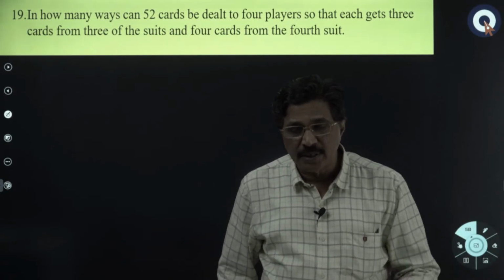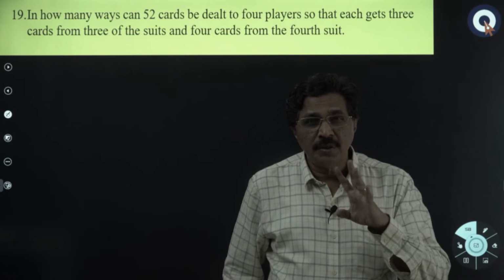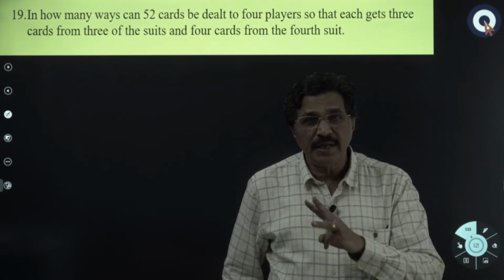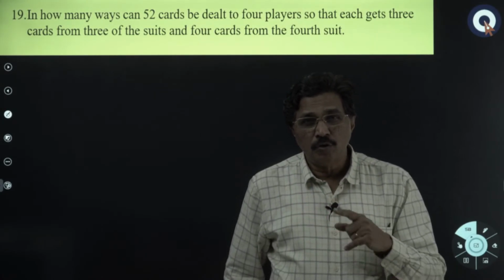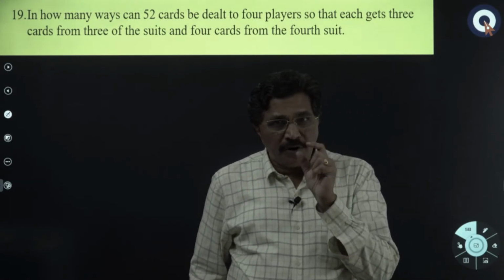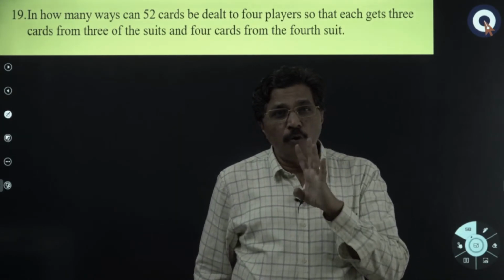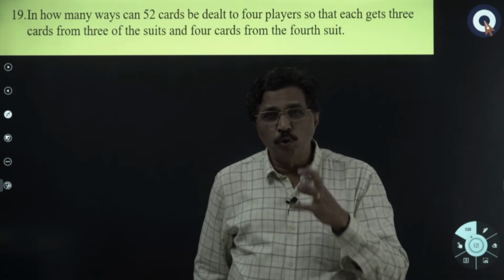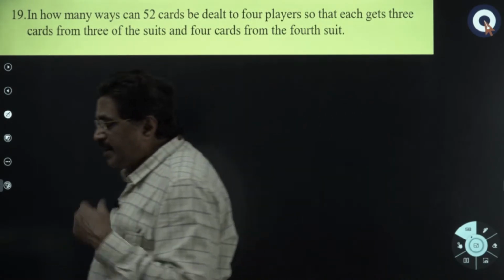Another person should get, let us say, 4 diamonds, 3 spades, 3 clubs, 3 hearts, like that. So, a set of 3 cards each from 3 of the suits and 4 cards from the 4th suit. To do that, first we will divide and then distribute.